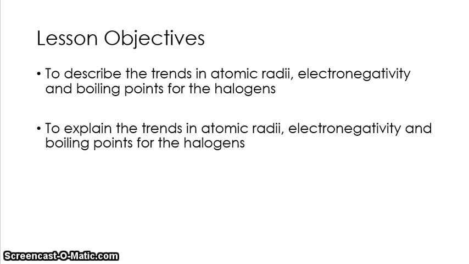So back to our lesson objectives, which were to describe the trends in atomic radii, electronegativity and boiling points for halogens, and then explain those same trends. So hopefully you can do that by now. If not, then rewatch the video, look at your textbook, do whatever you have to do to make sure that you completely understand these points before you come to lesson.